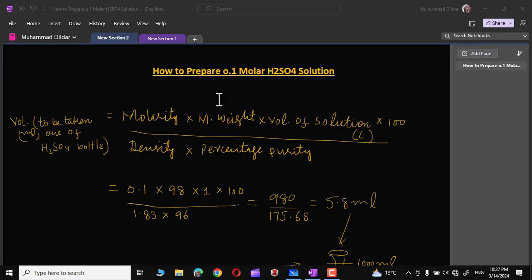In the last tutorial, I showed you how to prepare 0.1 molar H2SO4 solution using this particular equation. If you have not watched that video, I have given the link in my description, or you can see it on the I button where you can go and watch the tutorial as well.